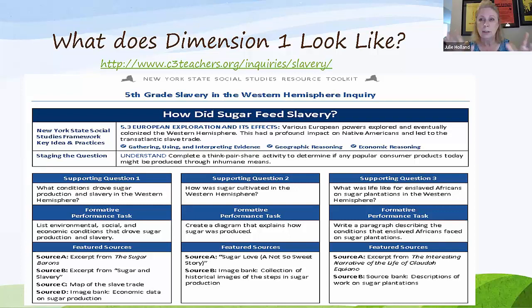So that's that first dimension where a lot of that deep thinking and planning on our part has to take place. We've got a compelling question. Did we think of the right supporting questions? Did we find sources that we think are going to push our kids in the right direction? That's the work in the first dimension of the inquiry.